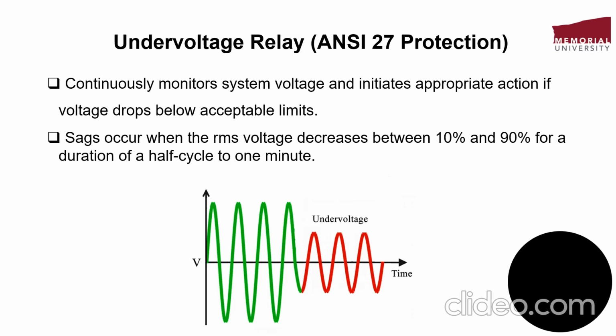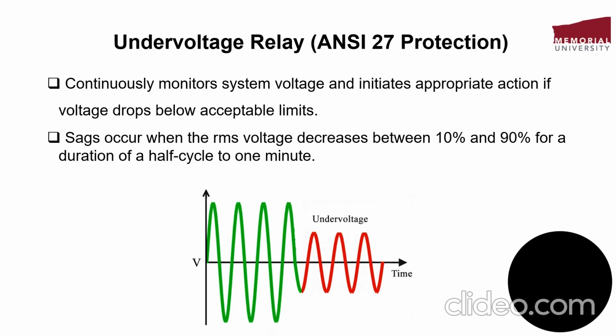So what is under voltage relay and how it works, and what is ANSI 27 protection? I'll define in this slide. The undervoltage relay basically continuously monitors system voltage and initiates appropriate actions if voltage drops below the acceptable limits. Here I have used a word sag. Sag is basically the duration during which the voltage drops below the threshold value or the reference value.